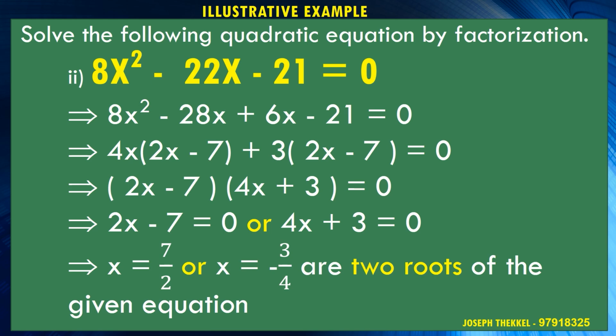Illustrative example. Solve the following quadratic equation by factorization. 8x² − 22x − 21 = 0. 8x² − 28x + 6x − 21 = 0. 4x(2x − 7) + 3(2x − 7) = 0. (2x − 7)(4x + 3) = 0. 2x − 7 = 0 or 4x + 3 = 0. x = 7/2 or x = −3/4 are the two roots of the given equation.